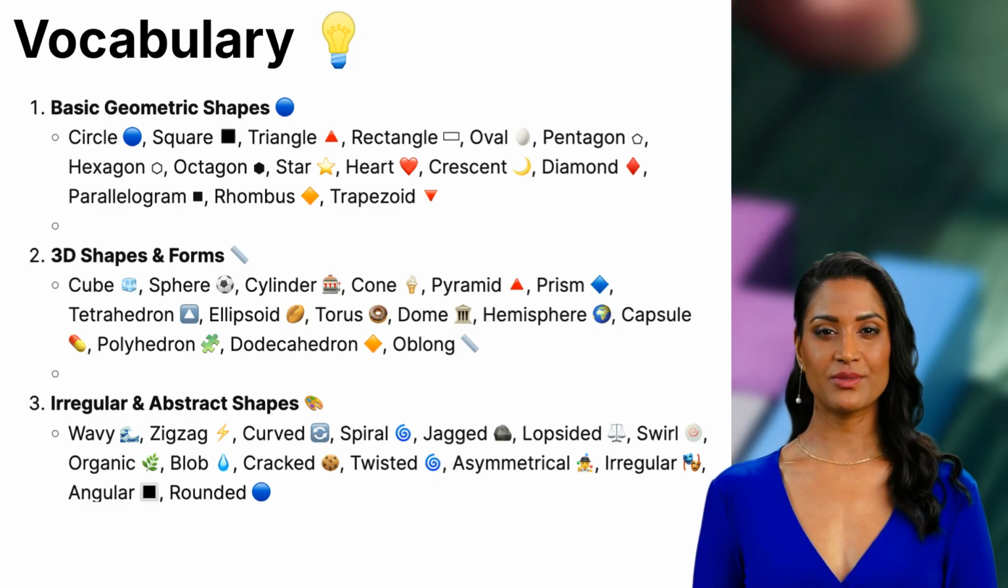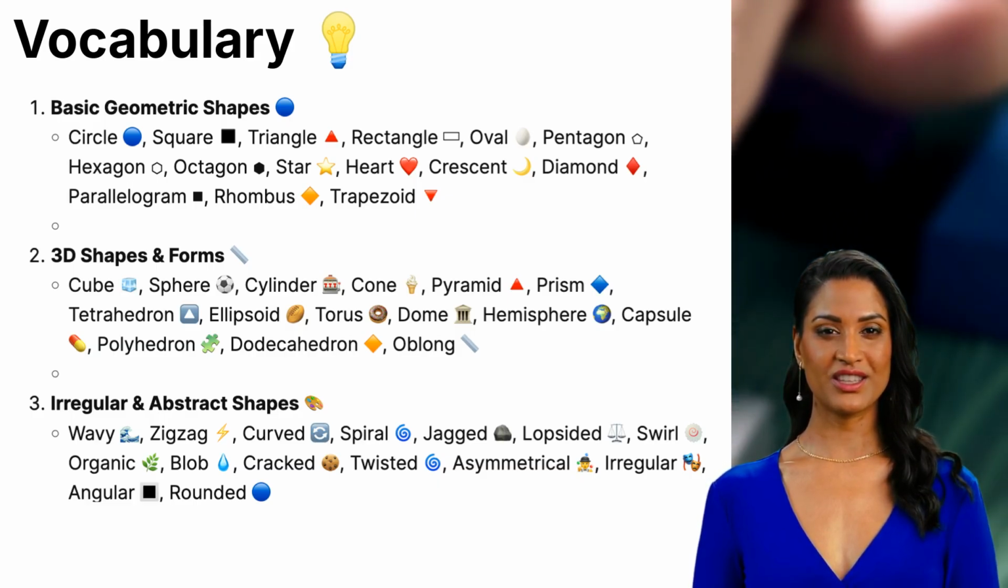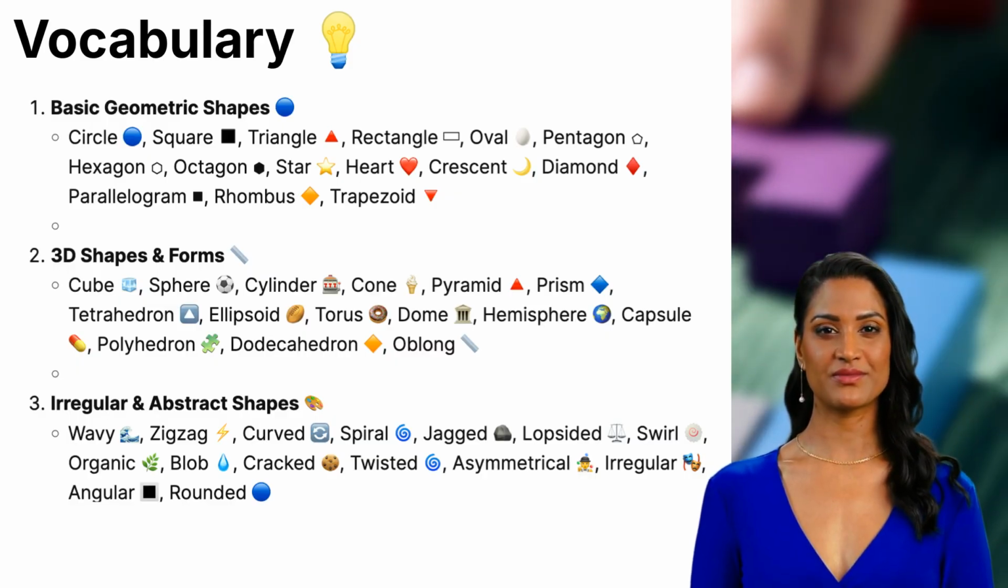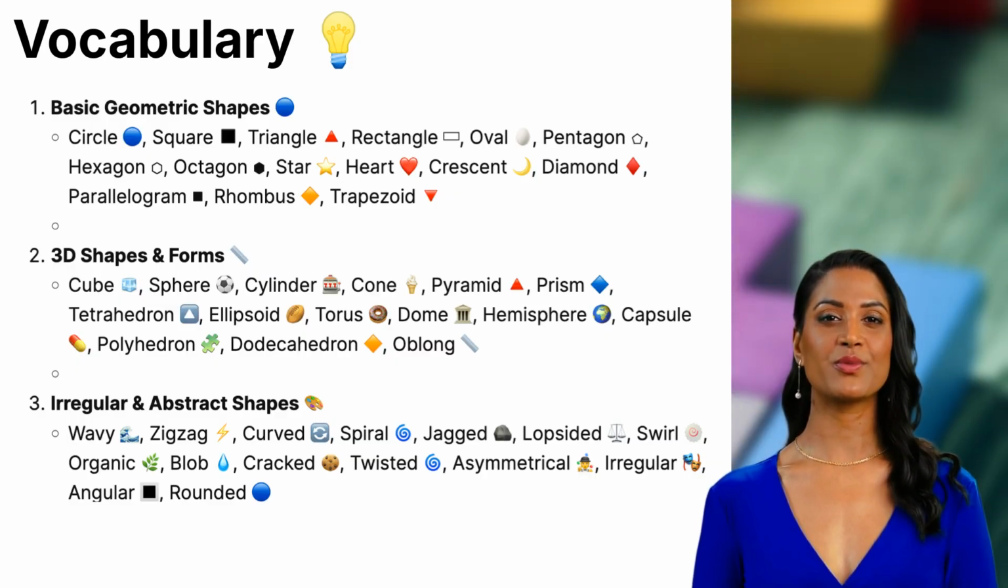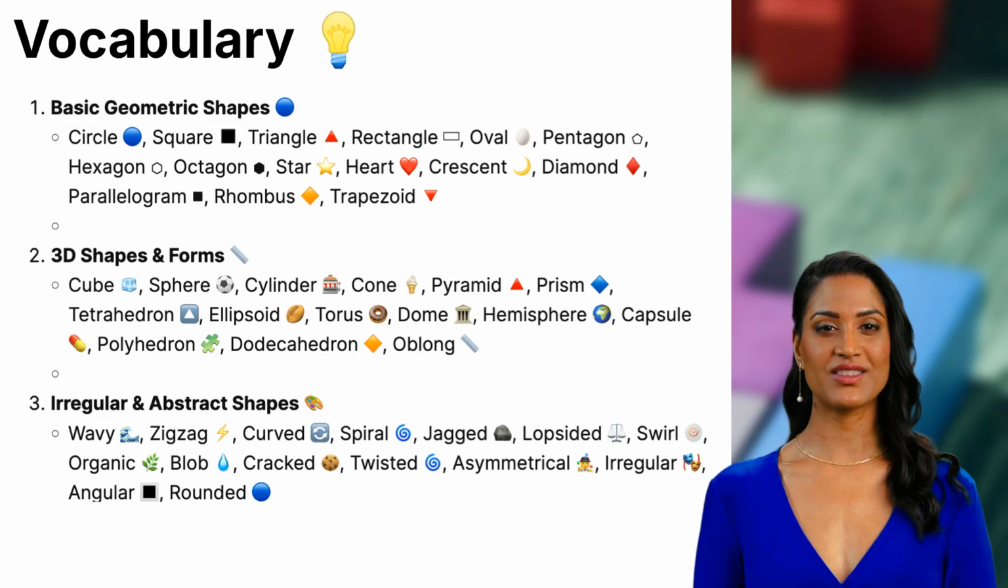Diamond, a 4-sided shape with equal angles often used in design. Parallelogram, a 4-sided shape with opposite sides parallel. Rhombus, a parallelogram with 4 equal sides. Trapezoid, a 4-sided shape with only one pair of parallel sides.